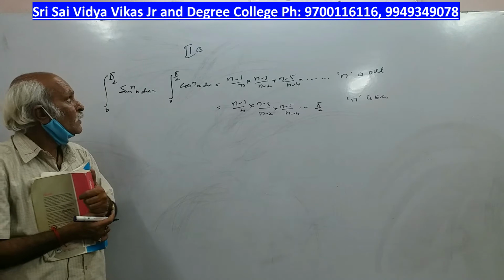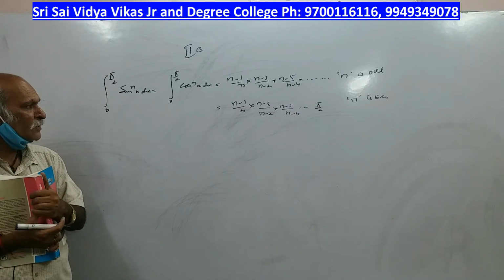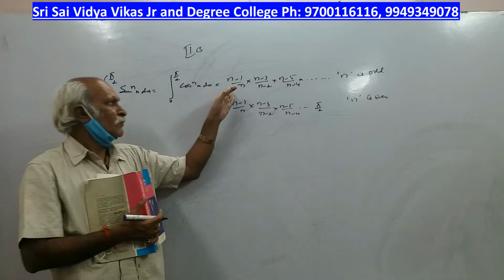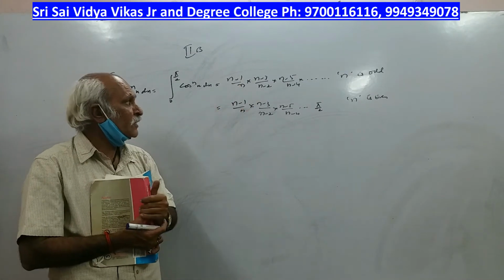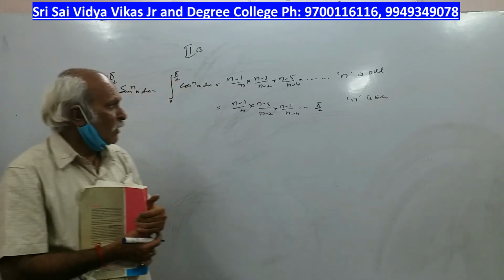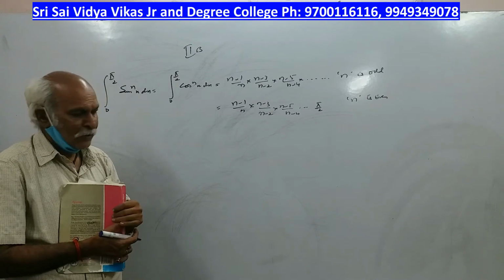Look at here. You have to find the value of the integral from 0 to pi by 2 of sine power n x dx, or 0 to pi by 2 of cos power n x dx. So what is the formula? (n minus 1) by n, (n minus 3) by (n minus 2), (n minus 5) by (n minus 4), and so on, if n is odd. And the same values, but the last one will have pi by 2, if n is even. How will it be given?